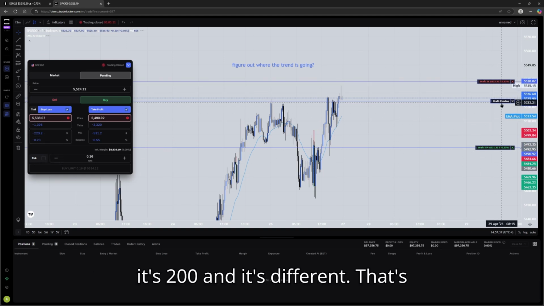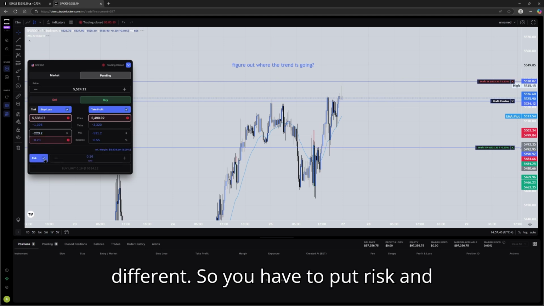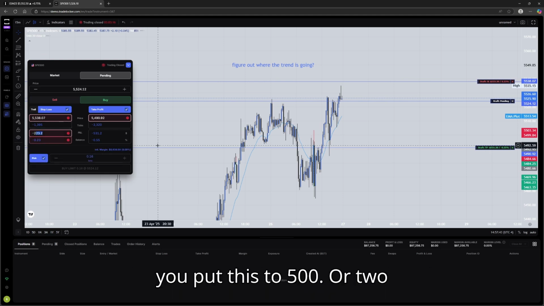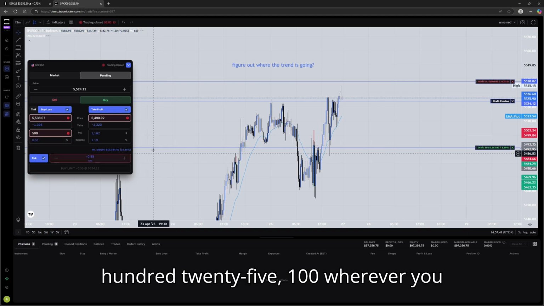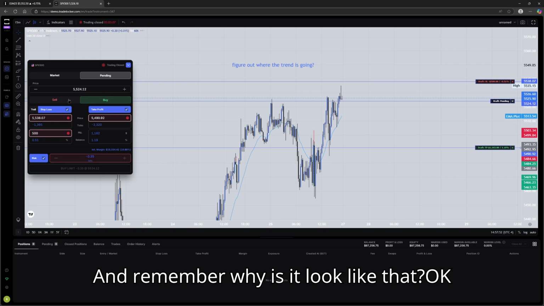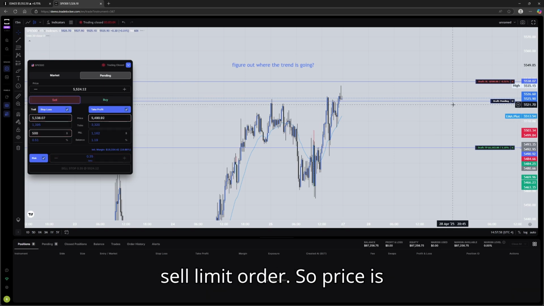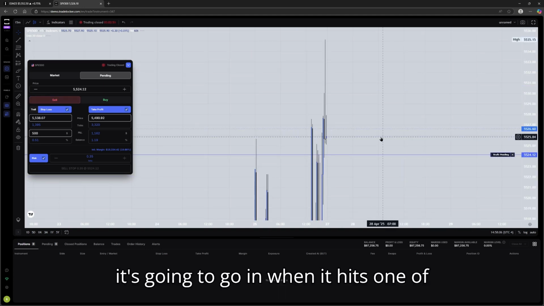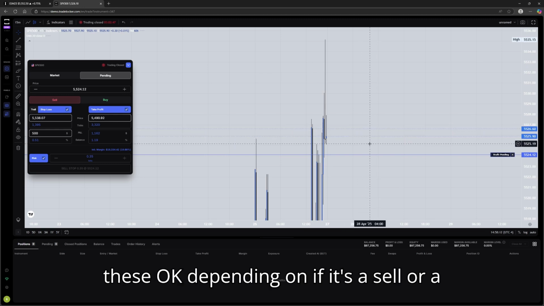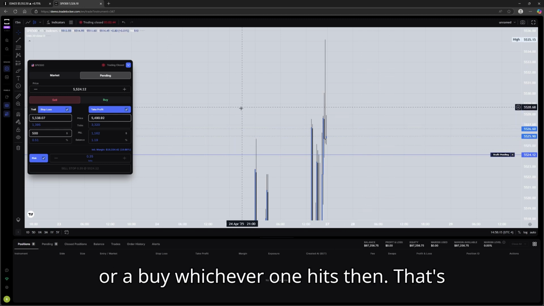So see how it's 200 and it's different? So you have to put risk, and you put this to 500 or 200, 2,500, wherever you want to put, depending on your risk. And remember, why does it look like that? Because you want to do a sell order, so a sell limit order. So price is moving, and it's going to go in when it hits one of these. Depending on if it's a sell or a buy, whichever one hits, then that's what gets you in.